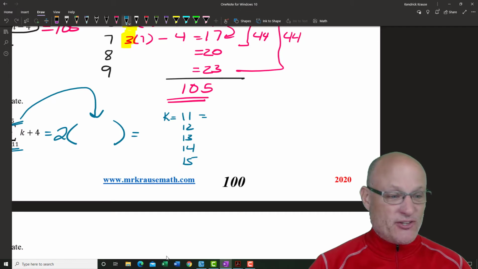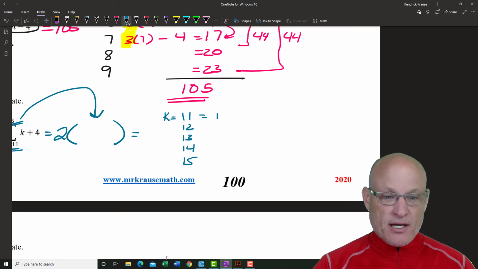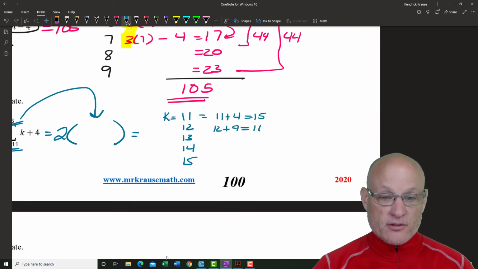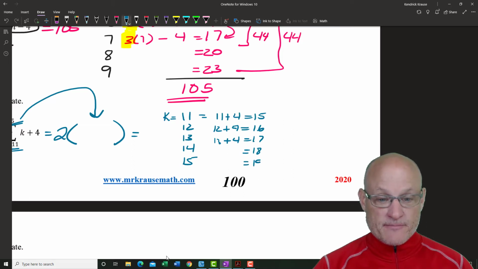So my equation is simply K plus 4. 11 plus 4 is 15. 12 plus 4 is 16. 13 plus 4 is 17. And then this is, of course, going to be 18, and this, of course, is going to be 19.